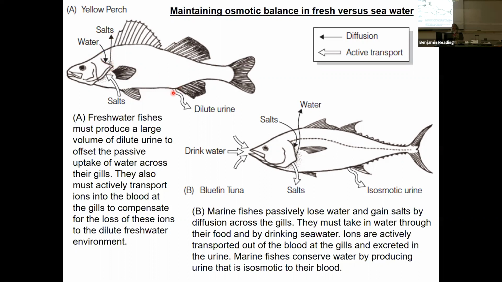These fish produce constant, copious, dilute urine. They're constantly urinating. Okay, saltwater fish, drinking like a fish. Here's a bluefin tuna, drinking like a fish. Taking water in, taking the H2O out in the gut, into the blood, taking the salt, pumping it out over the gill, getting rid of that excess salt.